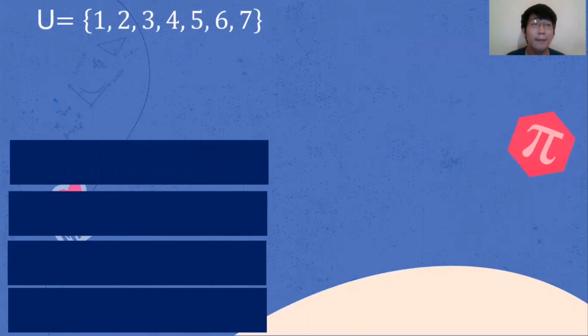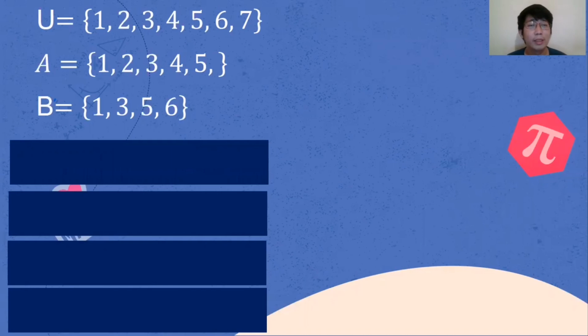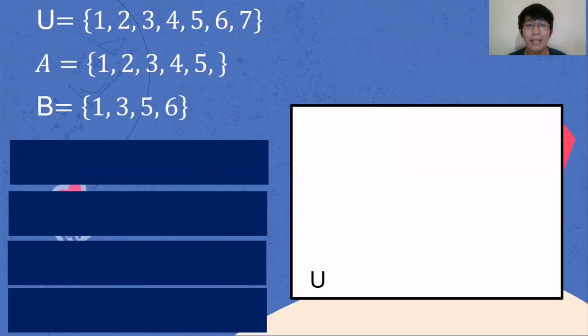Given universal set 1, 2, 3, 4, 5, 6, 7. Set A: 1, 2, 3, 4, 5. Set B: 1, 3, 5, 6. We may now have a rectangle, at ito po ang magiging universal set po natin. Again, ito pong rectangle po na ito ang magiging universal set po natin.